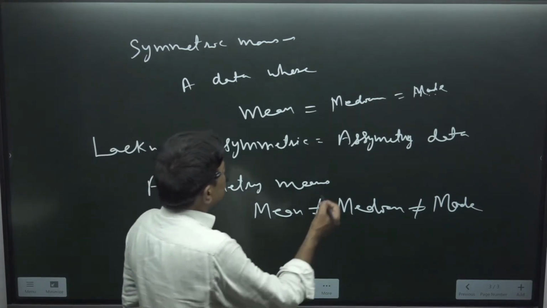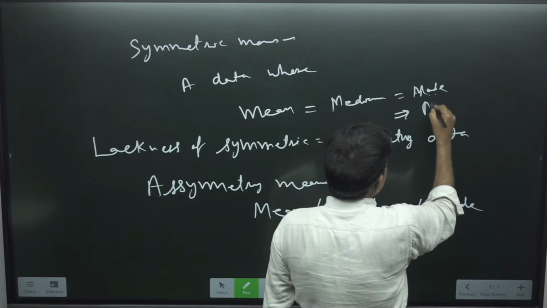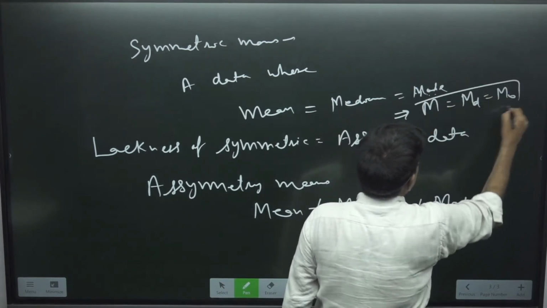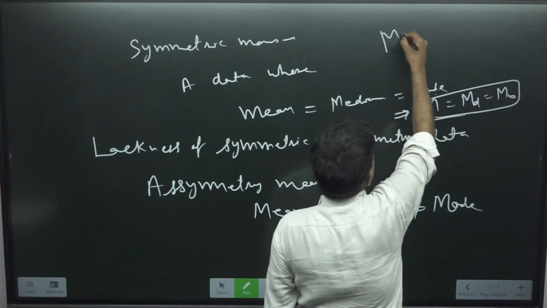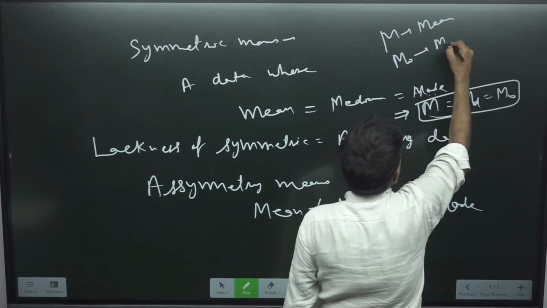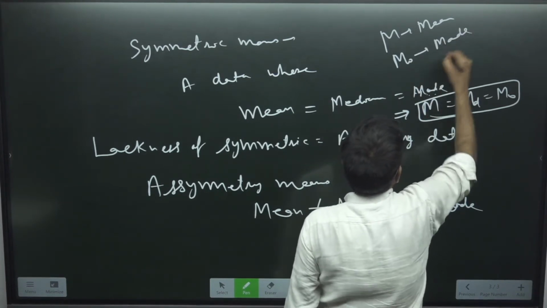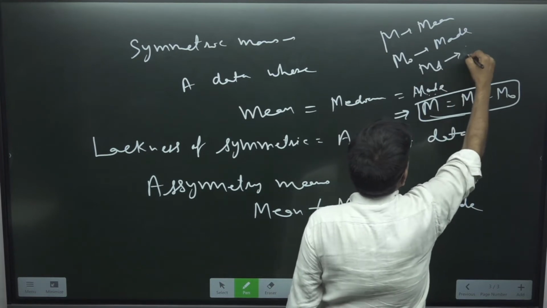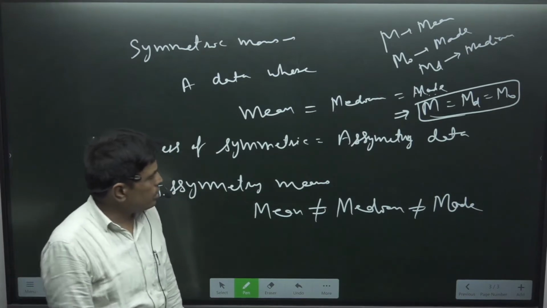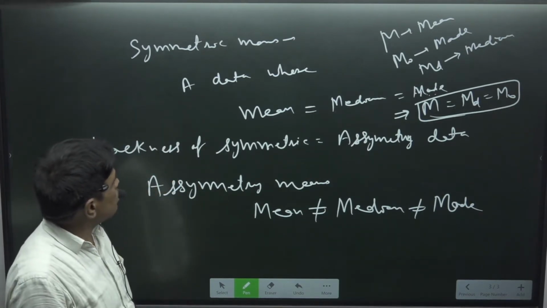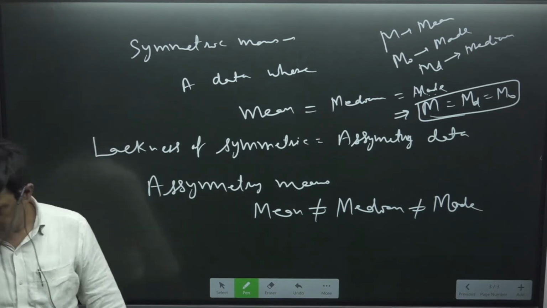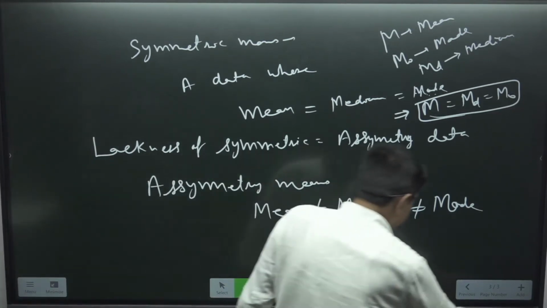Similarly, mean is represented by M, median is MD, and mode is MO. Is it clear? So symmetric, asymmetric. In skewness we measure the asymmetric data. Okay, next move.